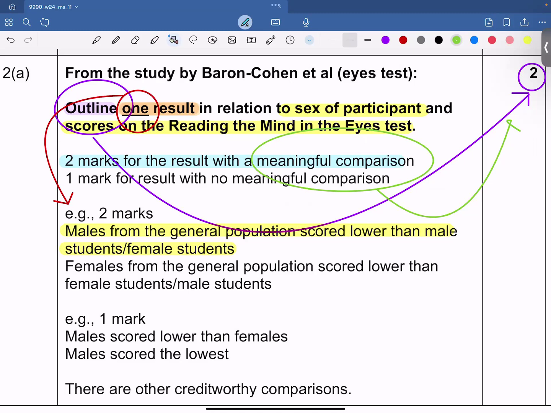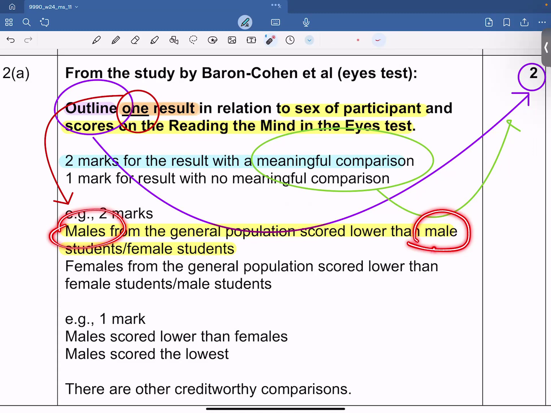Now, this particular study that was conducted by Baron Cohen et al., you're expected to provide a result, right? So the comparison might look at the differences in how males and females perform on the test, but also between different types of participants, such as students versus people from the general population. I am emphasizing this because I feel many students might get confused over here as to why males are being compared with males, when the question is very clearly asking for one result in relation to the sex of participants.